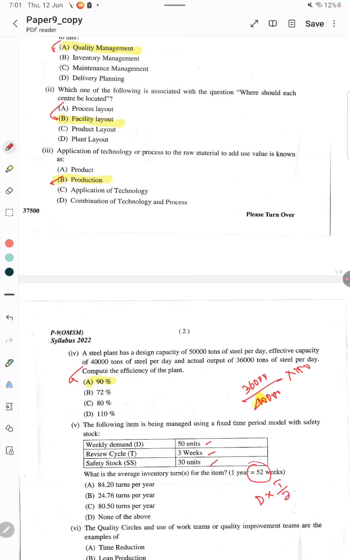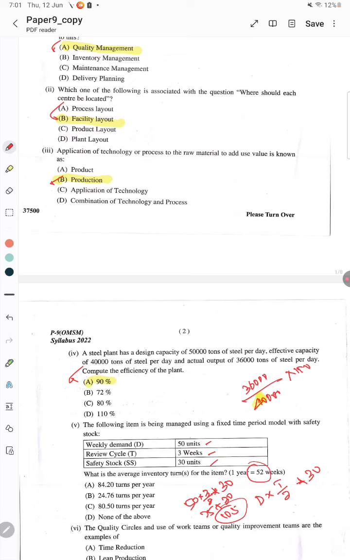So average inventory is D into T by 2 plus safety stock. Safety stock is 30. If we calculate, D is 50, so 50 into 3 by 2, that means 150 by 2, 75, plus 30, that is 105. So 105 units is the average inventory.